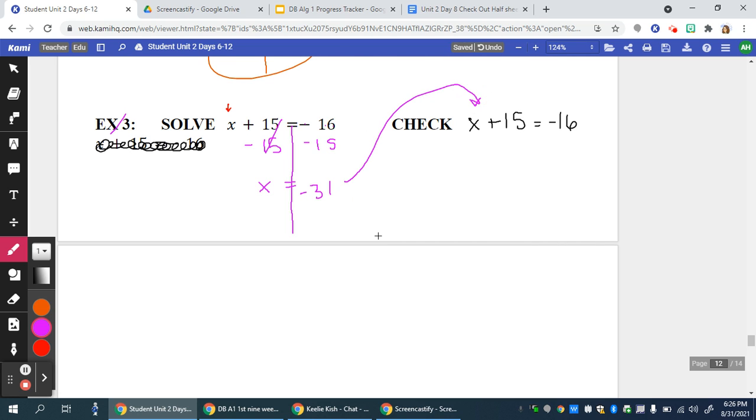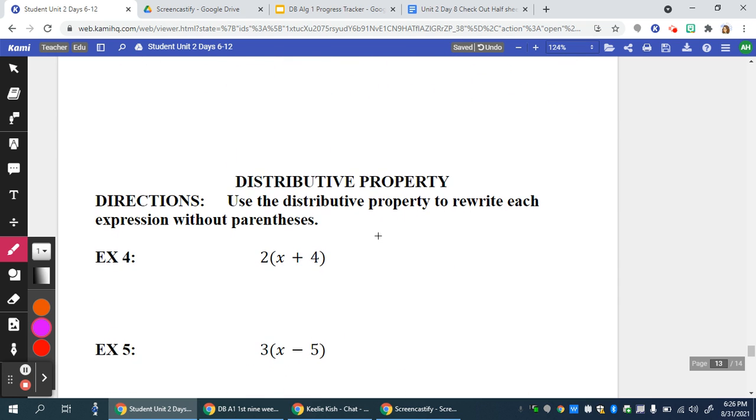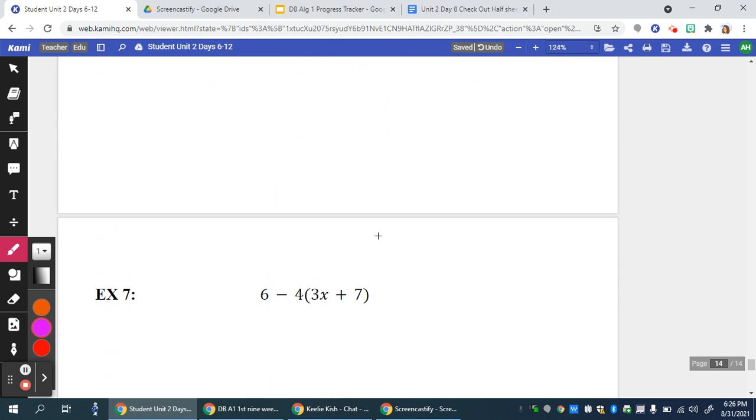And we plug it in. Negative 31 plus 15 is equal to negative 16. Negative 31 plus 15, they are opposite signs, or different signs, so you take the difference. The difference between 31 and 15 is 16. Then you take the sign of the larger one. X is equal to negative 31.